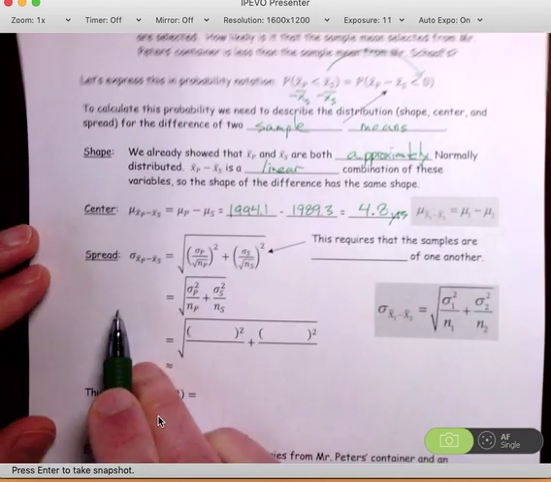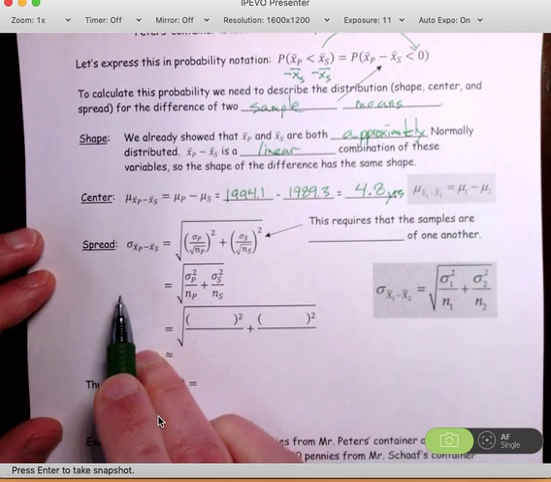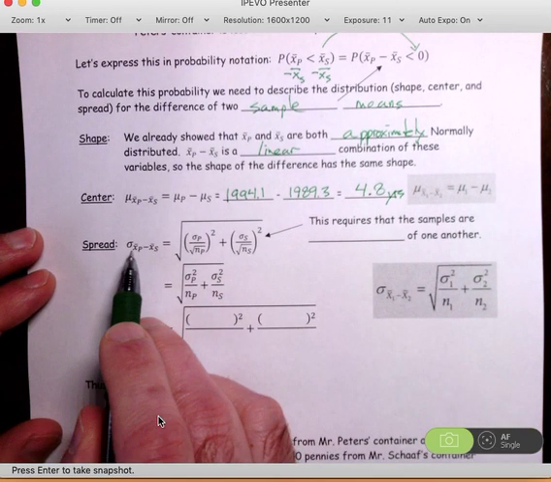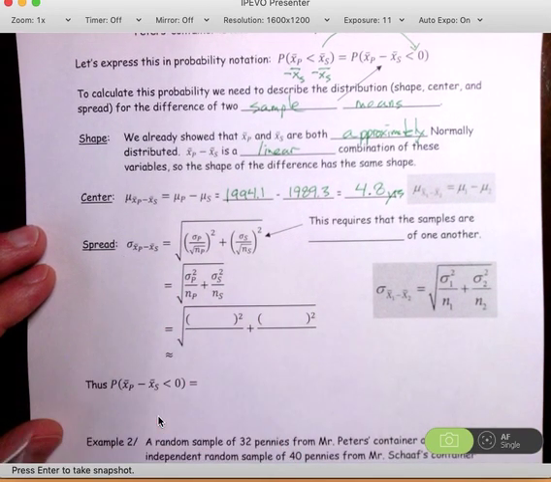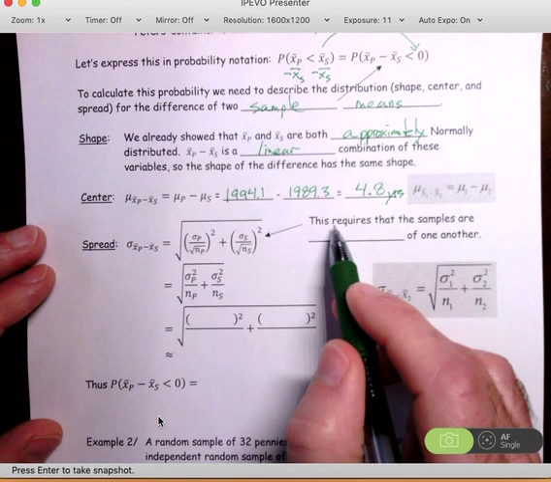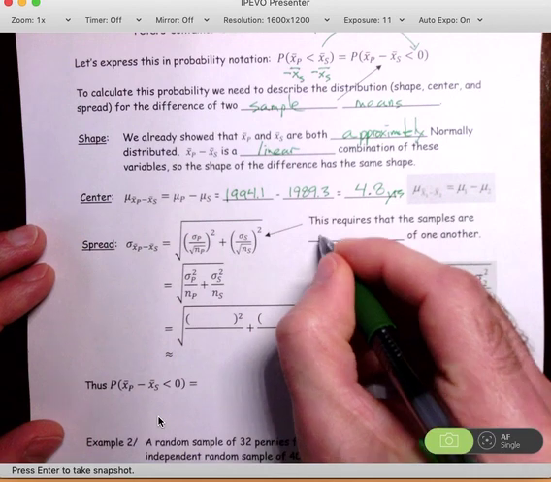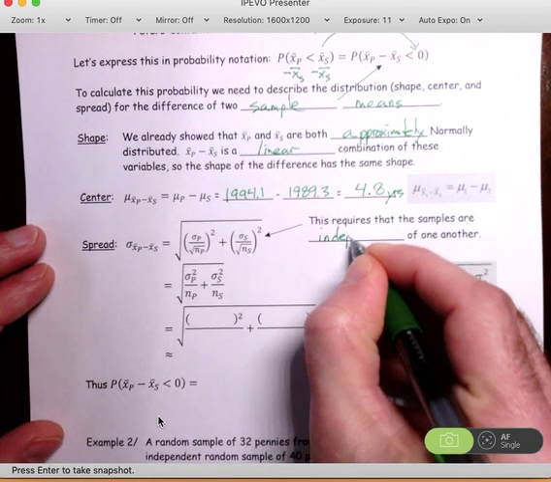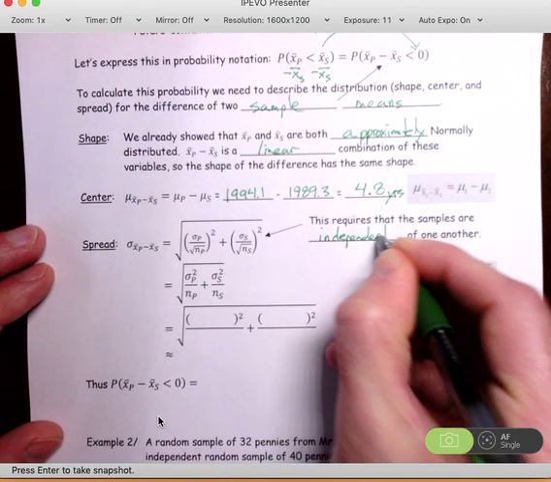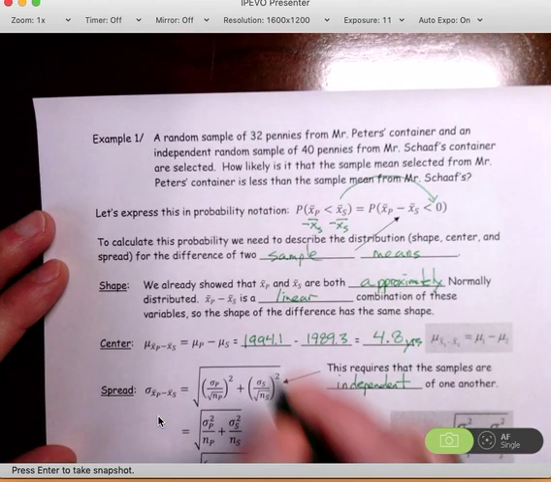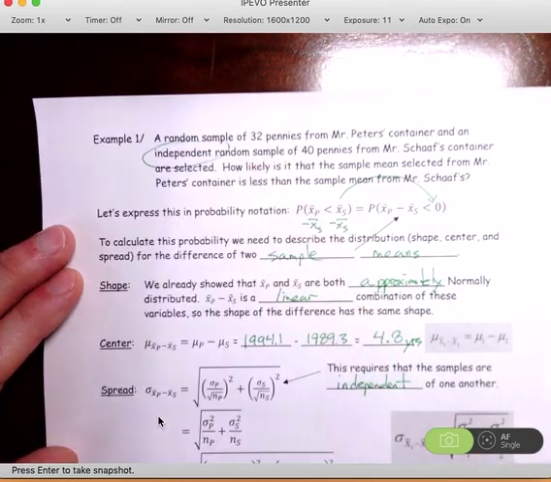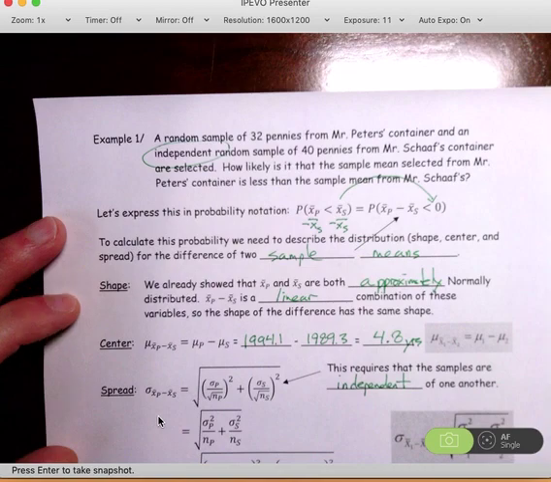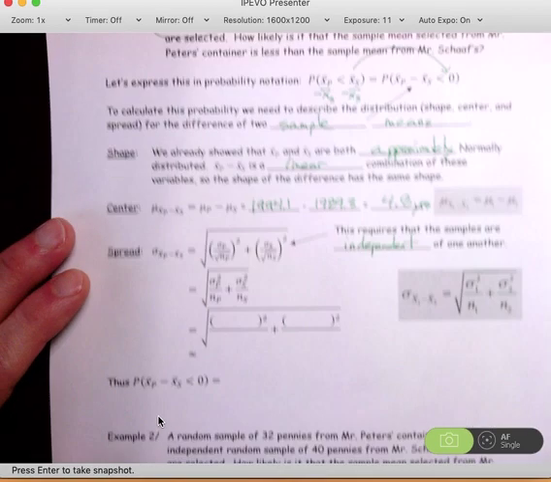So now we need to calculate the spread. So notice, this is just like when we worked with sample proportions. So we need to believe that the samples are independent of one another. And that's reasonable. These have to be two independent random samples. They're coming from completely different containers. They don't depend upon one another.